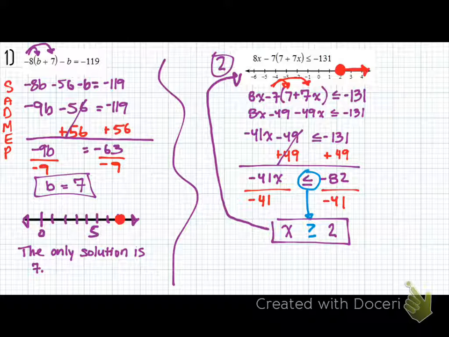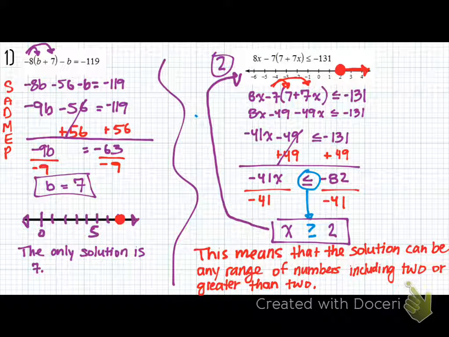Then I have to interpret this answer. What does that mean? This means that the solution could be any range of numbers including 2 or greater than 2. So 2 is an answer, 3 is an answer, 4 is an answer, a million's an answer, a billion's an answer. It's a range of numbers. It's not just one solution, but there is a range of solutions.